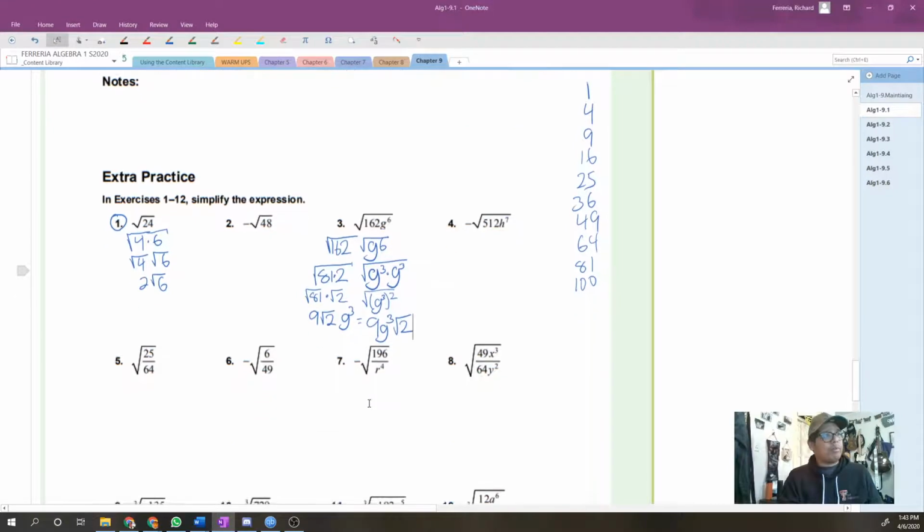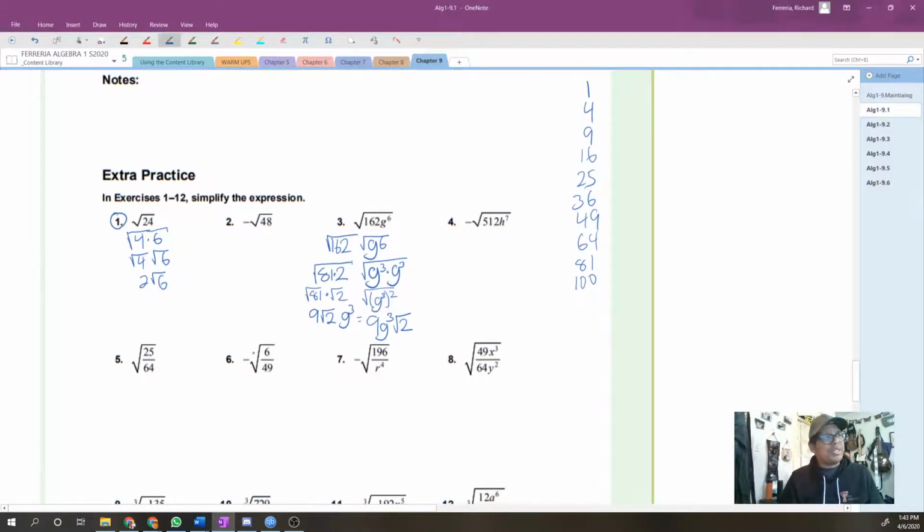Okay. Let's go to number 6. We've got the negative square root of 6 over 49. We know that's the same thing as a negative of rad 6 over rad 49. Radical 6 doesn't break down, but radical 49 does. In fact, radical 49 is on my list. So this is negative rad 6 over 7.